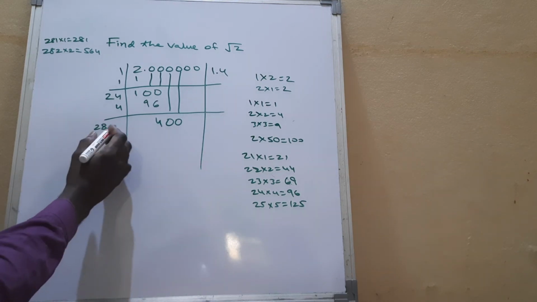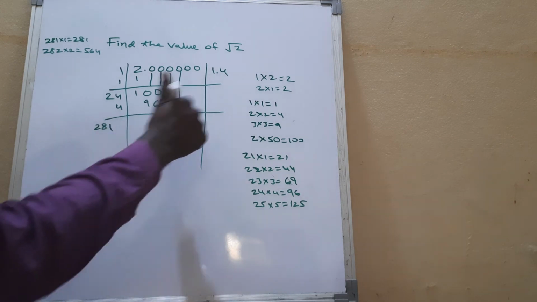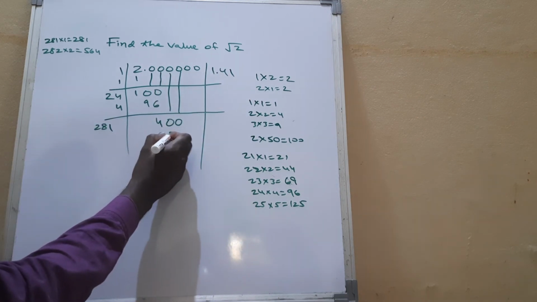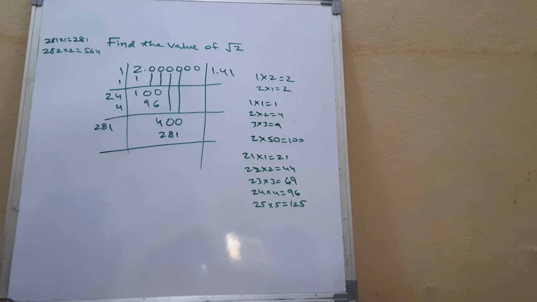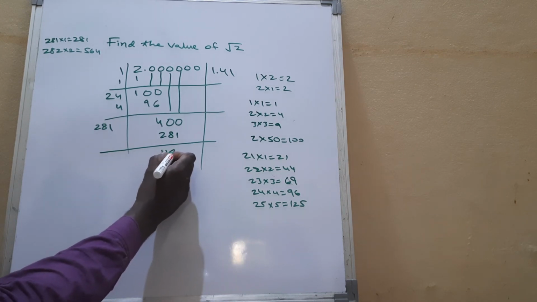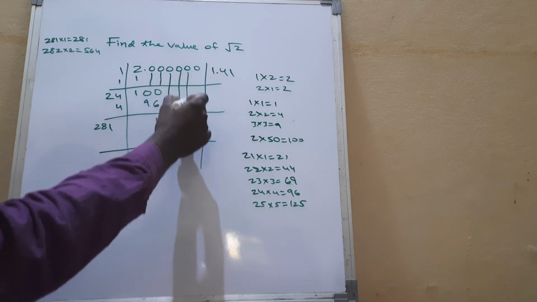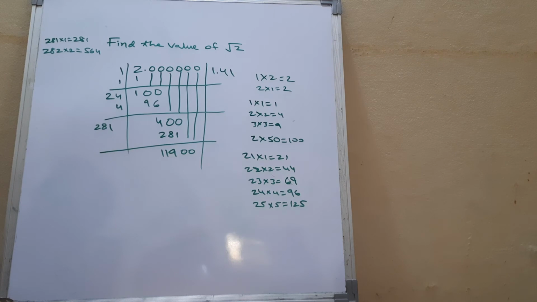Here 28, then 1, 281. Here 281, 281 into 1. Here 1. 281 into 1 is equal to 281. Now we subtract this. So what comes? 119. Now we take the last two zeros.